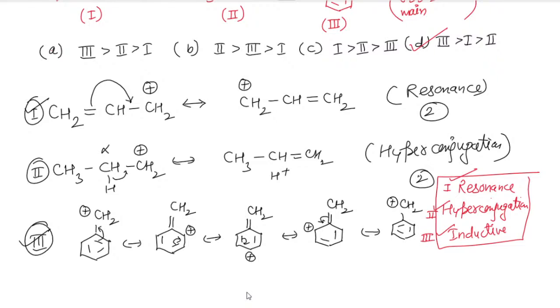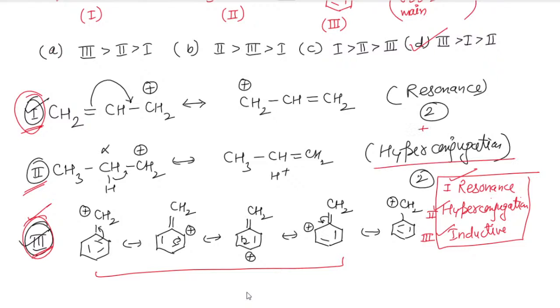In the first and third cases there is a resonance effect, but in the first case there are only two canonical forms, while in the third case there are more canonical forms, resonating structures. That's why delocalization of positive charge is more in third than in first. In the second case there is only hyperconjugation and plus I effect, that's why it is at the end. So most stable is benzyl, then allyl, and then propyl.